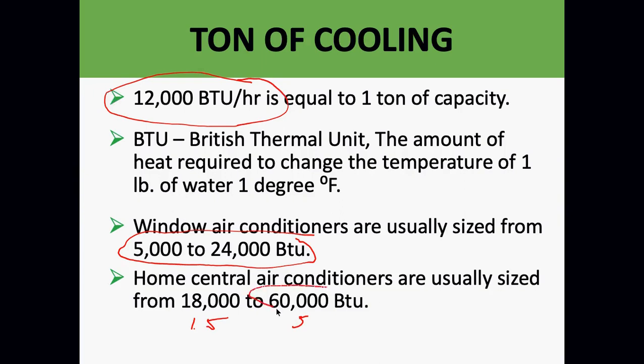Okay, now, you might come across houses that are over 60,000 BTUs. What do you have to do if there's no residential air conditioners that are sized over 60,000 BTUs? What do you end up doing? 2 units. Put multiple units in, or go to a commercial unit.